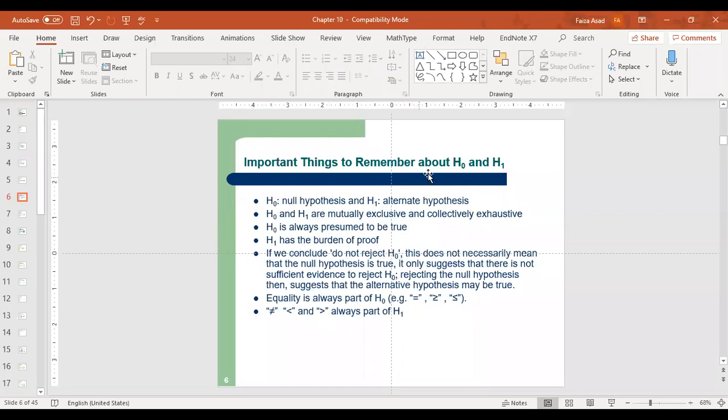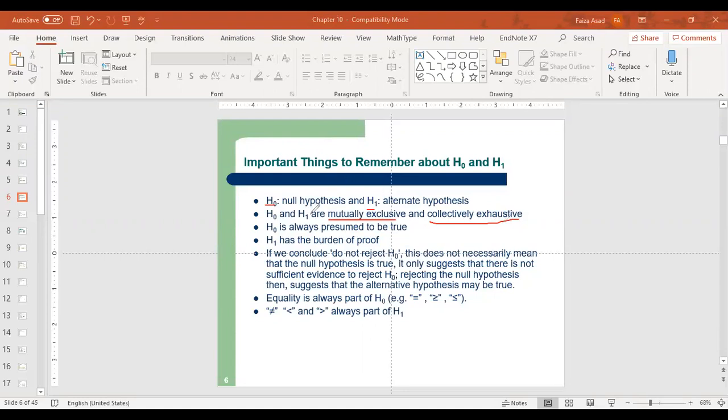So these are the important things to remember about H0 and H1. This is the notation for a null hypothesis and alternate hypothesis. Null hypothesis is denoted by H0 and alternate hypothesis is denoted by H1. H0 and H1 are mutually exclusive and collectively exhaustive. So these two concepts are from chapter 5, which is about the probability theory. Mutually exclusive events are those where if one event occurs, the other cannot occur. And collectively exhaustive means one event must occur.